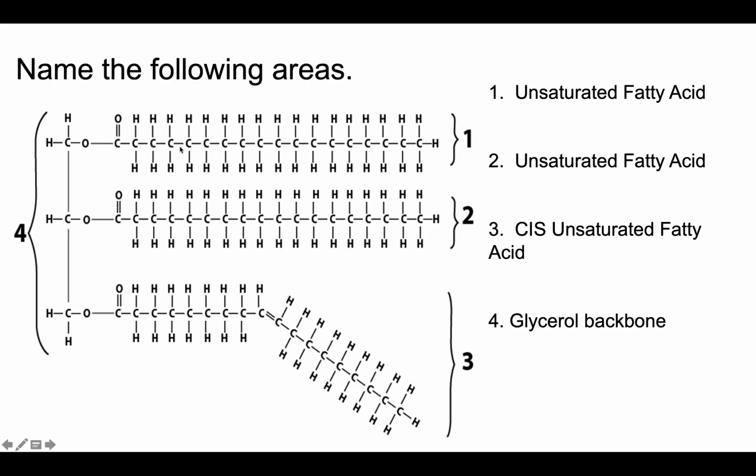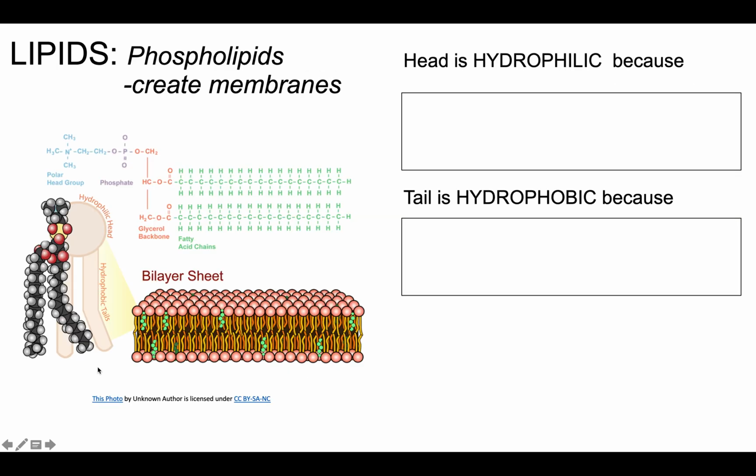We have an unsaturated fatty acid, a cis fatty acid, and this is the glycerol backbone with ester bonds for attaching the fatty acids. Lipids can also be phospholipids. These create membranes. What's different about a phospholipid is that it has a polar head containing a phosphate group.